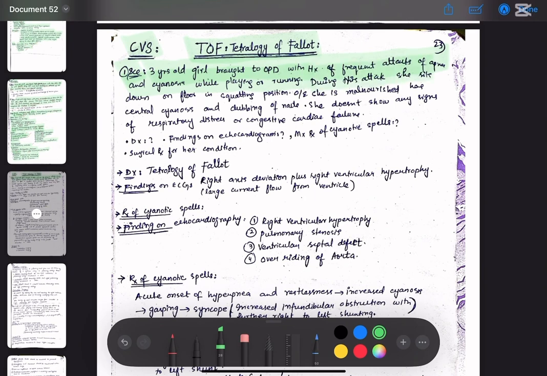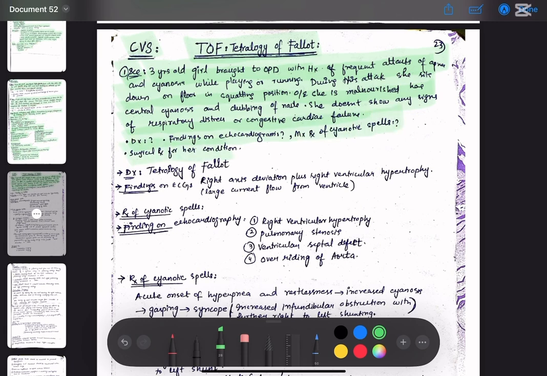During this attack, she sits down on the floor in a squatting position, and on examination, she is malnourished, and central cyanosis and clubbing of nails are present. She does not show any signs of respiratory distress or congestive cardiac failure. So, what is the diagnosis, the findings on echo, and the management of cyanotic spells and surgical treatment?